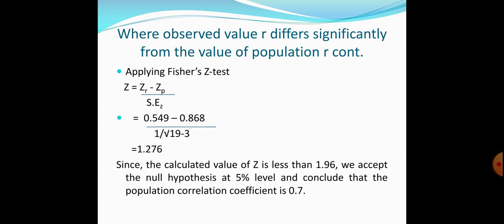Now, just as in the previous cases, we have to compare the calculated value with the tabulated value from the table. If the calculated value is less than the tabulated value, we will accept the null hypothesis, and if the calculated value is more than the tabulated value, we will clearly reject the null hypothesis. Since here the calculated value is 1.276, which is far less than 1.96, the tabulated value, we accept the null hypothesis at 5% level of confidence and conclude that the population correlation coefficient is 0.7.